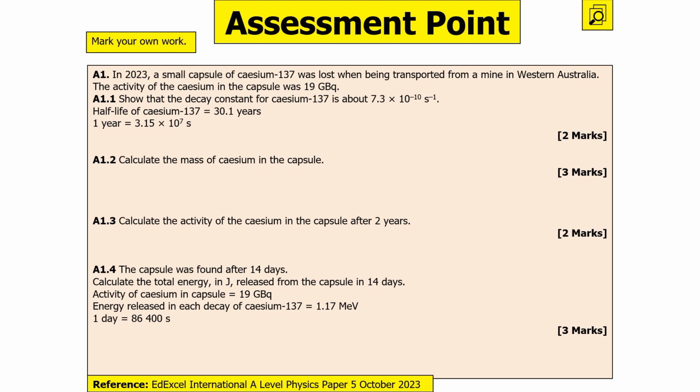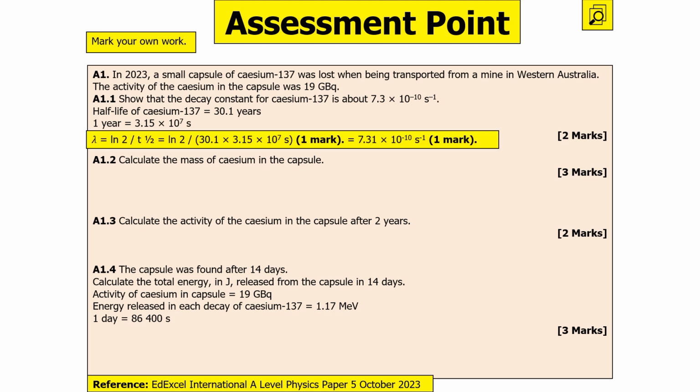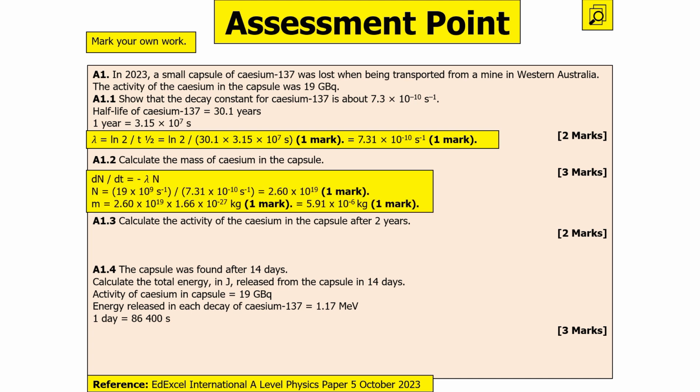Right, in this first one, we know that the decay constant is log 2 over the half-life. Pop it all through. Half-life needs to be in seconds though, so therefore it's 7.31 times 10 to the minus 10 seconds to the minus 1. The mass we know well. Activity is equal to decay constant times N. We know that N is therefore going to be the activity, which is 19 gigabecquerels, or 19 times 10 to the 9, over the decay constant, which is 7.31 times 10 to the minus 10, which is 2.60 times 10 to the 19.